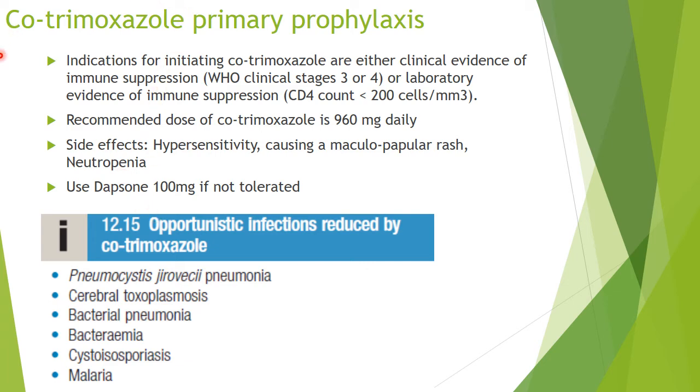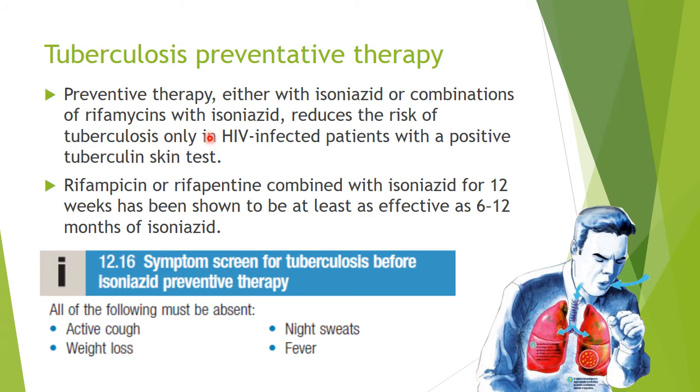And cotrimoxazole is a very useful drug in cases of AIDS. It can prevent pneumocystis jirovecii pneumonia, cerebral toxoplasmosis, bacterial pneumonia, bacteremia, cystoisosporiasis, and malaria. Another concern is tuberculosis. So to prevent tuberculosis, we can start with isoniazid or a combination of rifamycin and isoniazid.